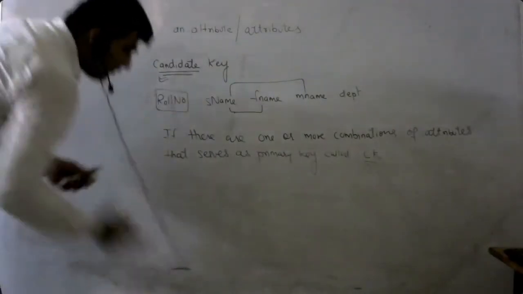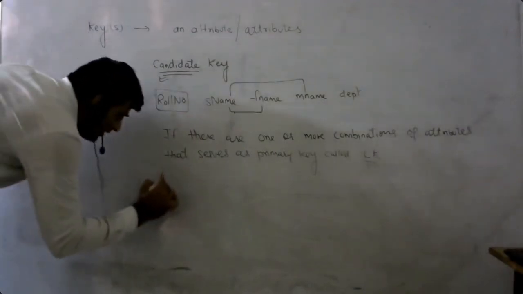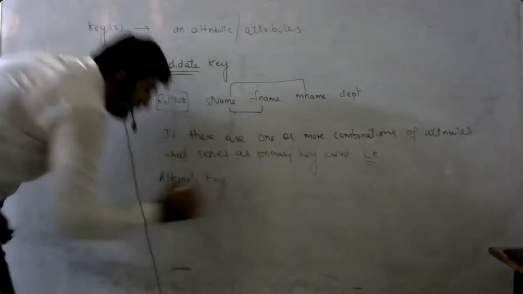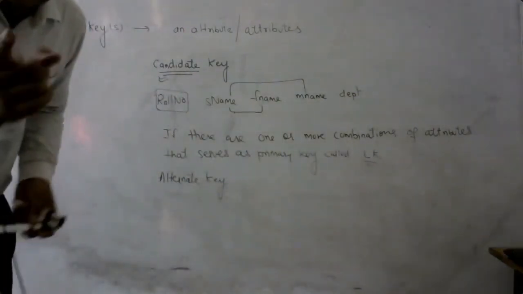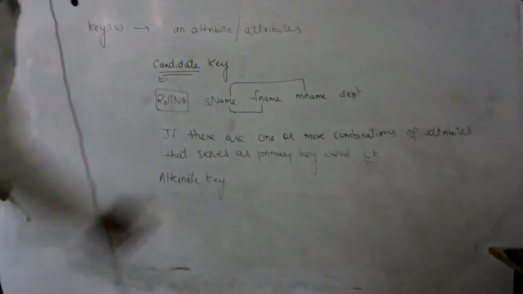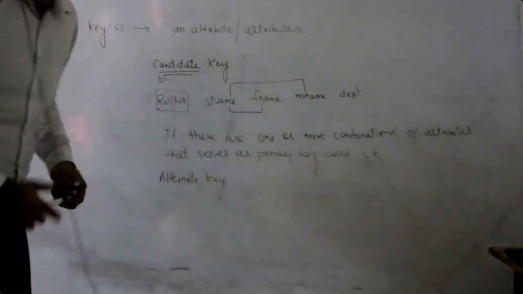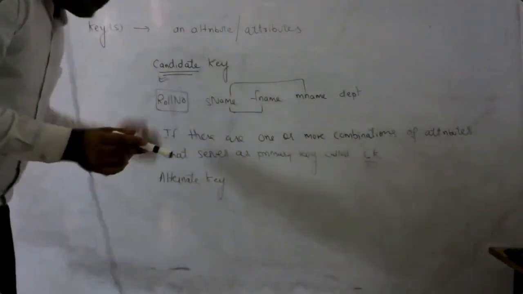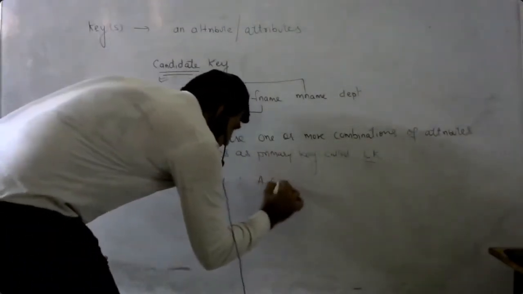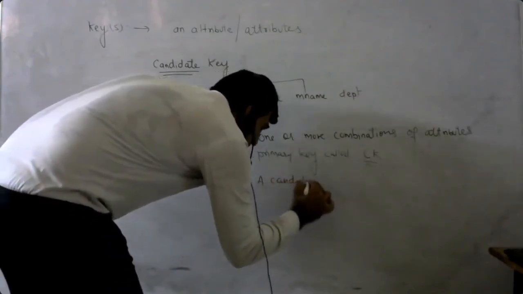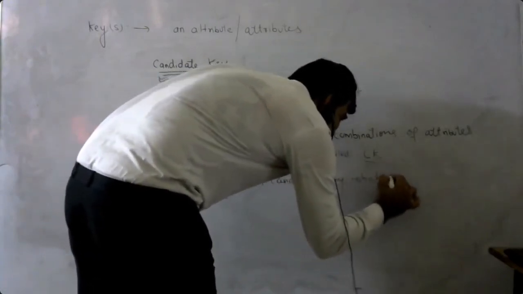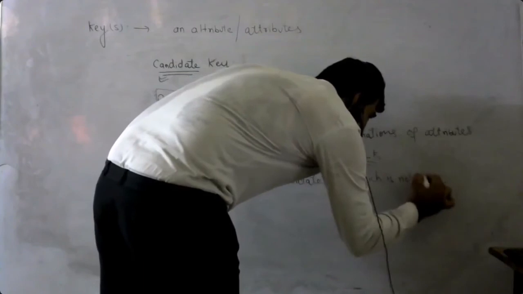Now the third definition, that is alternate key. If in a relation, apart from the primary key, there are combinations of attributes which identify the unique tuples, it is called the alternate key. So the definition is: a candidate key which is not the primary key.